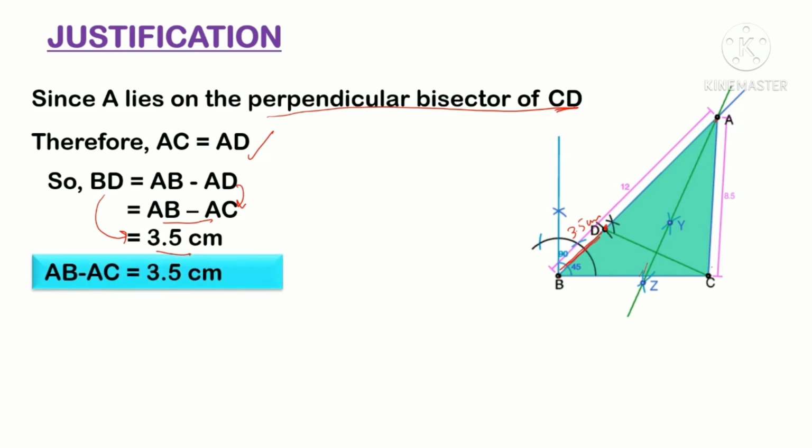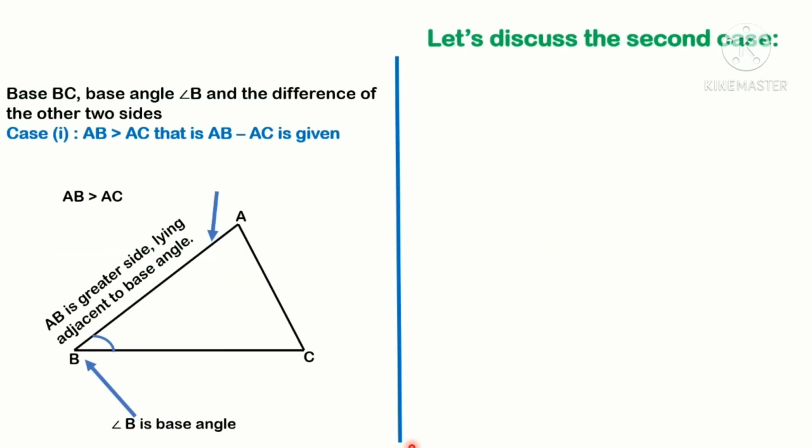So we got that AB minus AC, that is the difference of sides, is 3.5 centimeter, and yes, we got it. It means this is correct. This is how you will give the justification. Let's discuss the second case now.